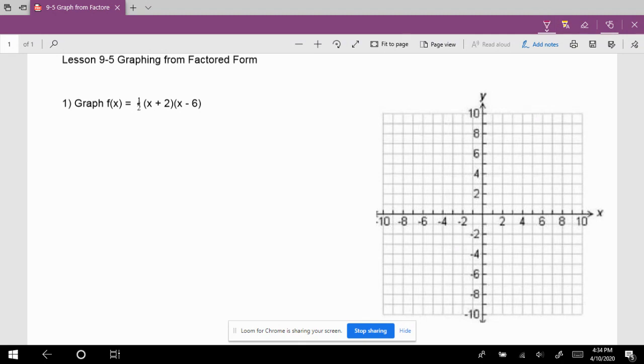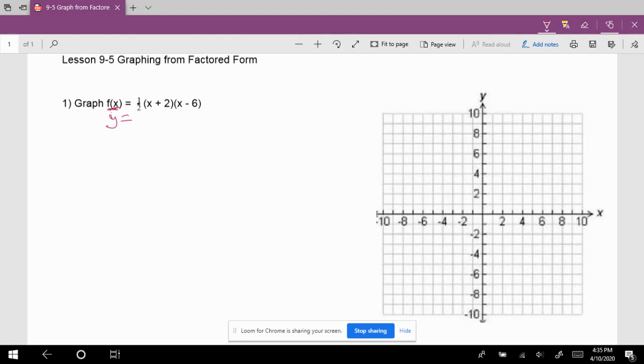Okay, now that you know the parts of a parabola, we're going to work on actually graphing them. And the first one is graphing from factored form. So the first equation that we have is f of x equals 1/2 times (x + 2) times (x - 6). Remember that f of x is the same thing as y equals. It's just a different notation. It's function notation.